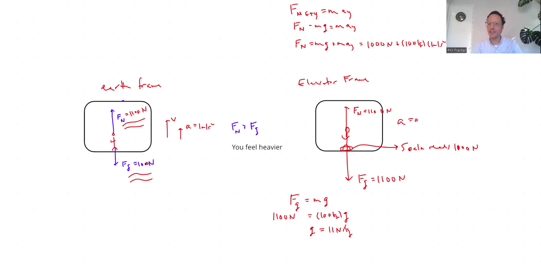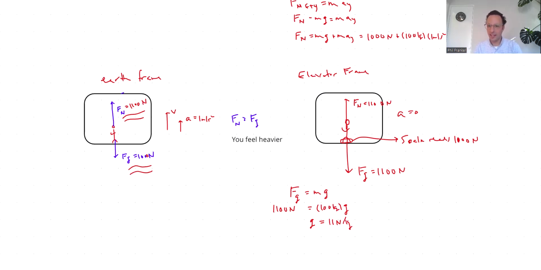You see, for the person inside the elevator, it's not merely their apparent weight that is 1,100 newtons. But for all intents and purposes, their weight truly is 1,100 newtons. This raises the somewhat uncomfortable fact that the value of a gravitational field depends on your reference frame. So the gravitational field outside the box is the gravitational field measured by an observer who sees the person riding the elevator. And that is the good old familiar 10 newtons per kilogram.